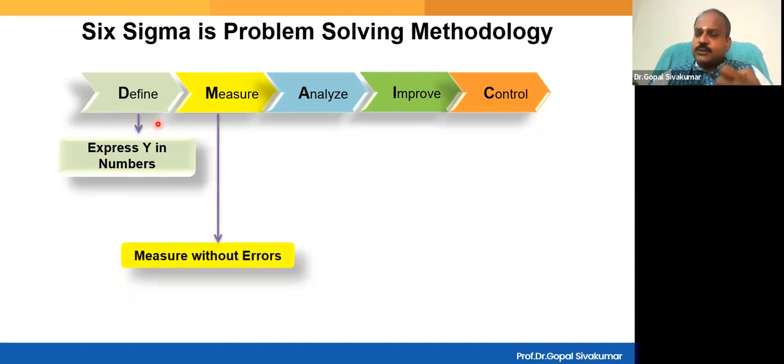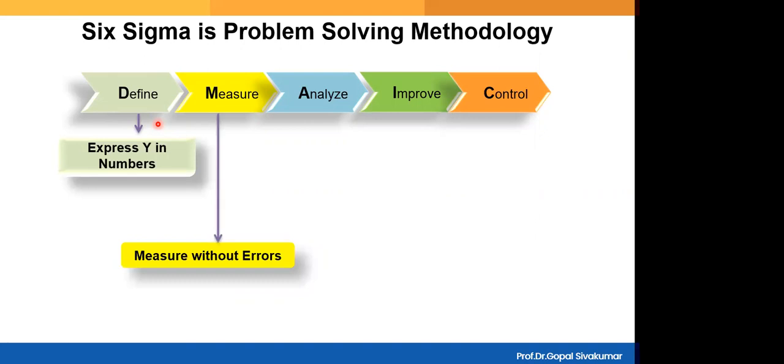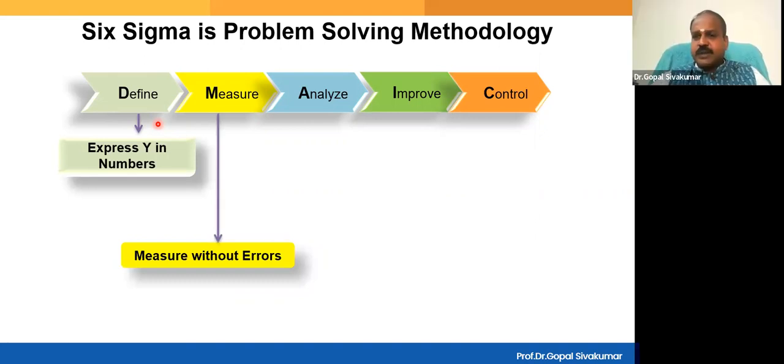Now the challenge is you should be able to measure without error. Because if the data is contaminated with error, it will be useless data. You should not allow your data to become inappropriate. Your data should be worthy for analysis. For that, you should know how to control the measurement error. Trust me, measurement error will always happen.